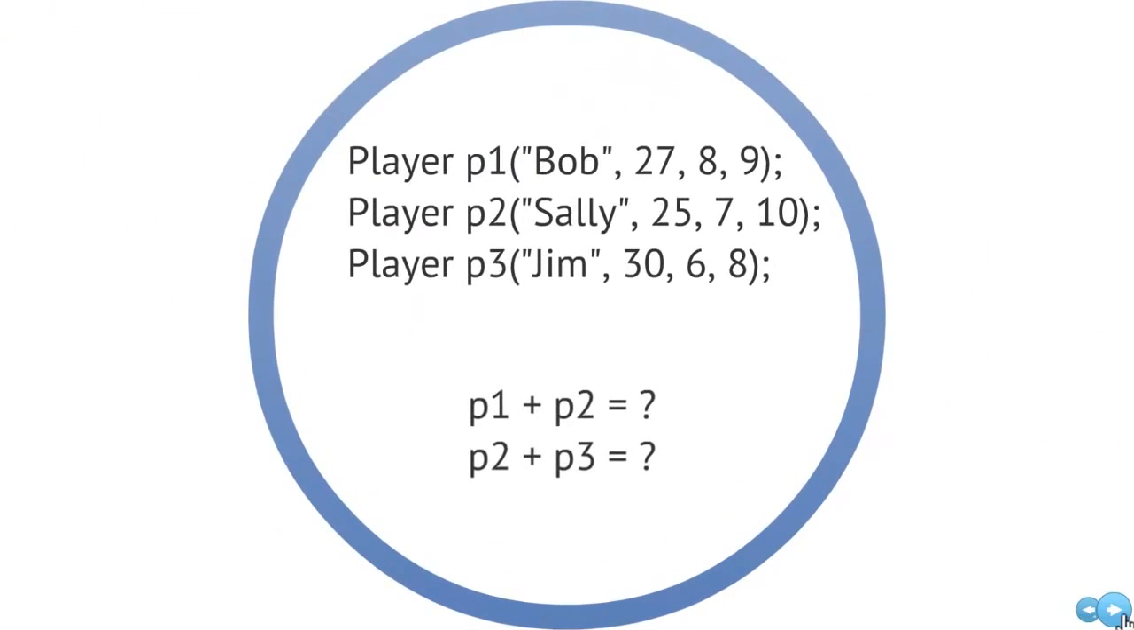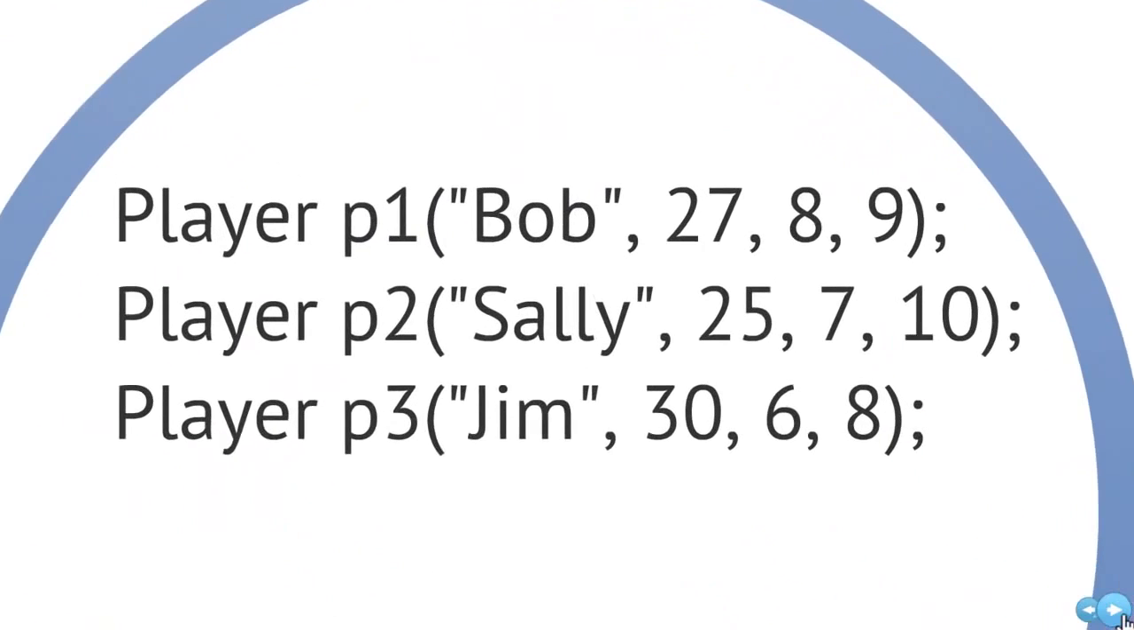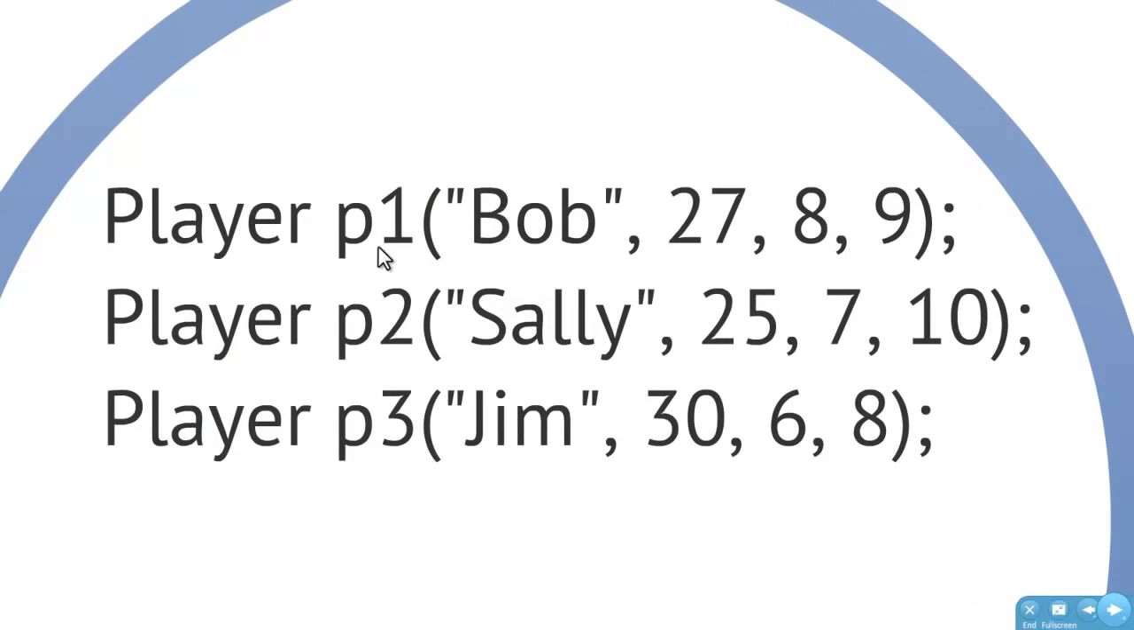Let's take a look at another example here. So here we have a couple of player objects being created. And I'm not going to specify what the details are of the player class. Let's just assume that in order to construct a particular player object, we have to specify maybe a name, an age, a strength, and an intelligence. So each one of these has a name, age, strength, and intelligence.